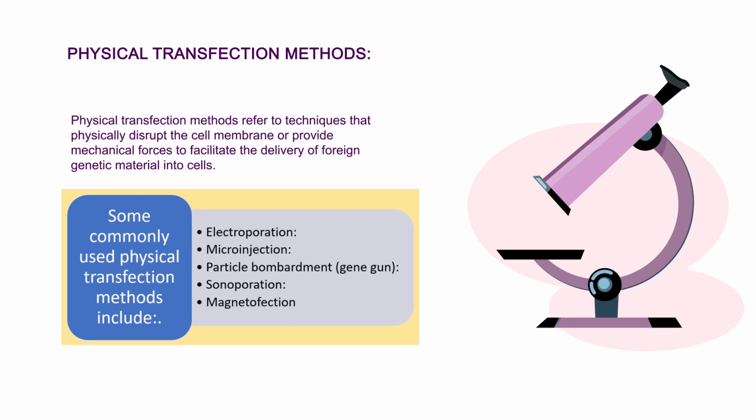magnetofection, etc. The physical transfection methods offer advantages such as high efficiency, versatility and the ability to transfect difficult-to-transfect cell types. Let us understand all these techniques one by one.